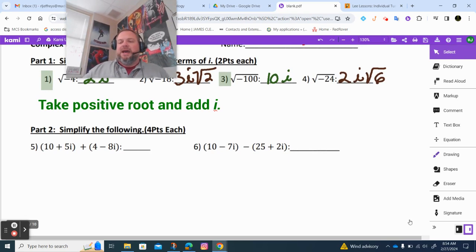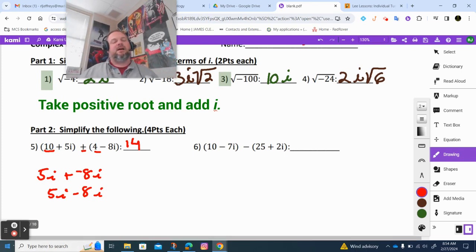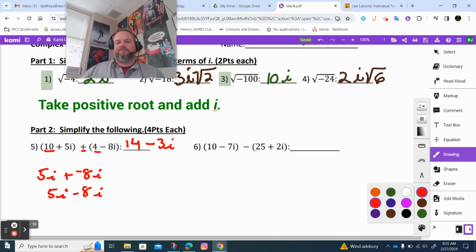Part 2, we're adding and subtracting. All right, so I'm going to have 10 plus 4, which is 14. Then I'm going to have 5i plus negative 8i, or 5i minus 8i. It's the same thing. If we don't remember the rules, put it in the calculator. You should get negative 3i right here.